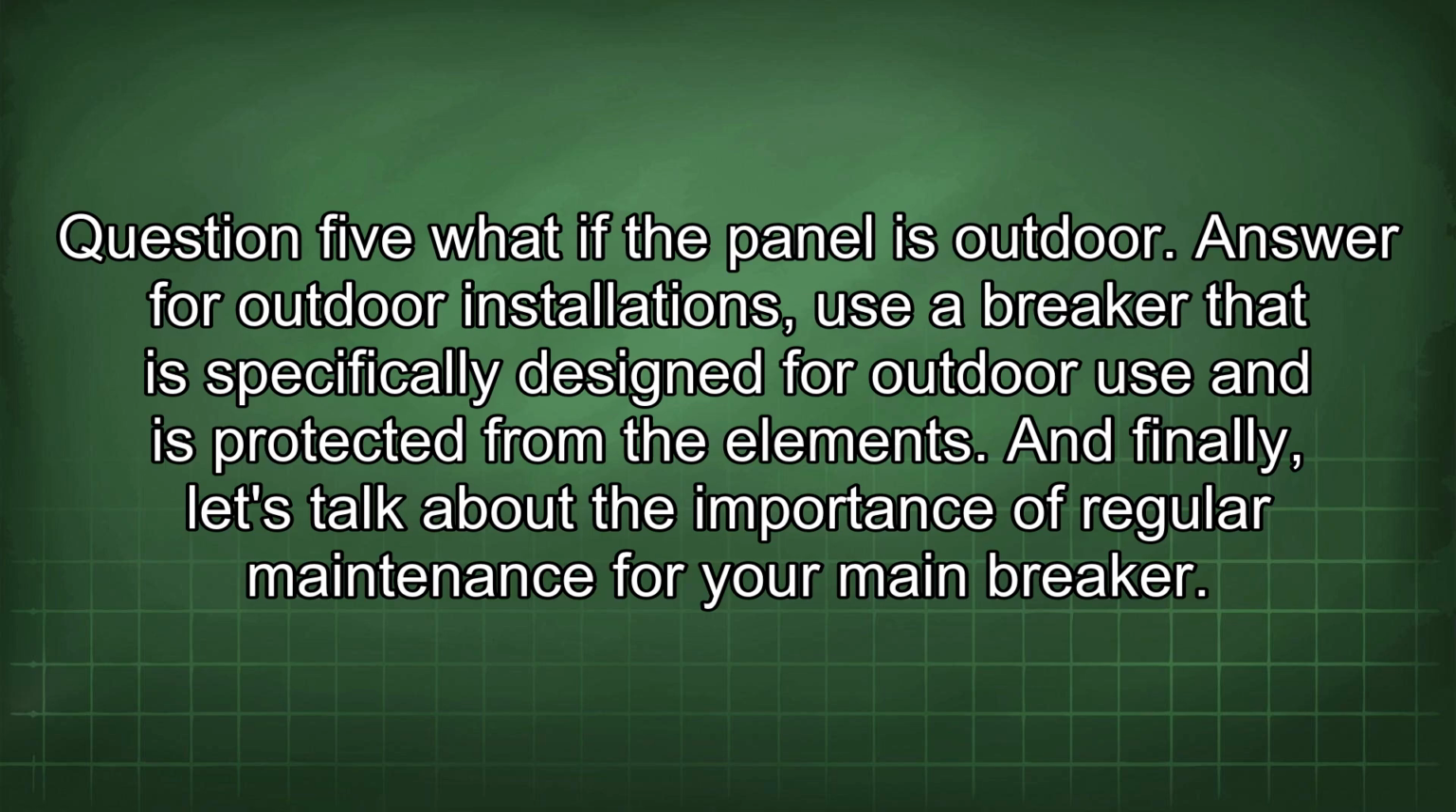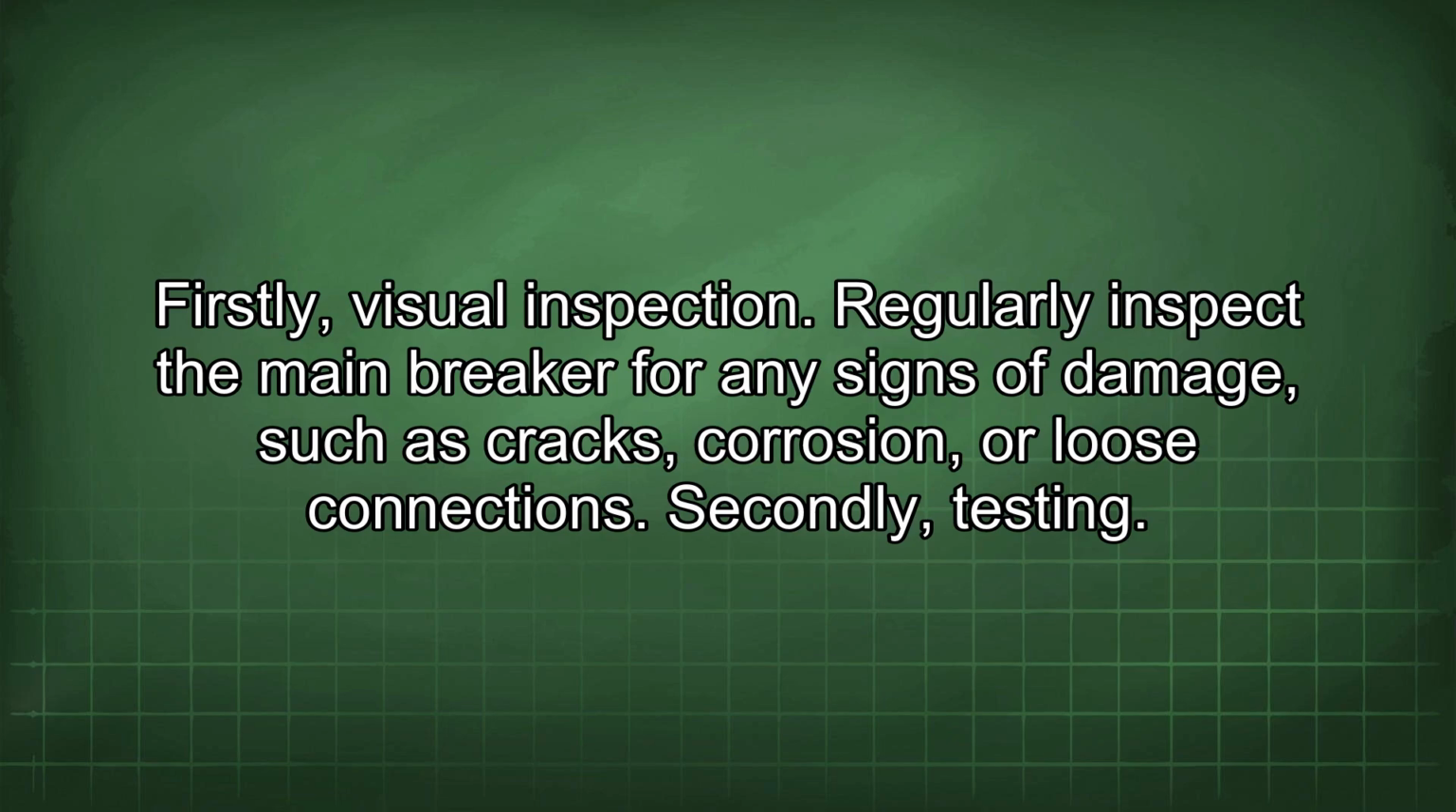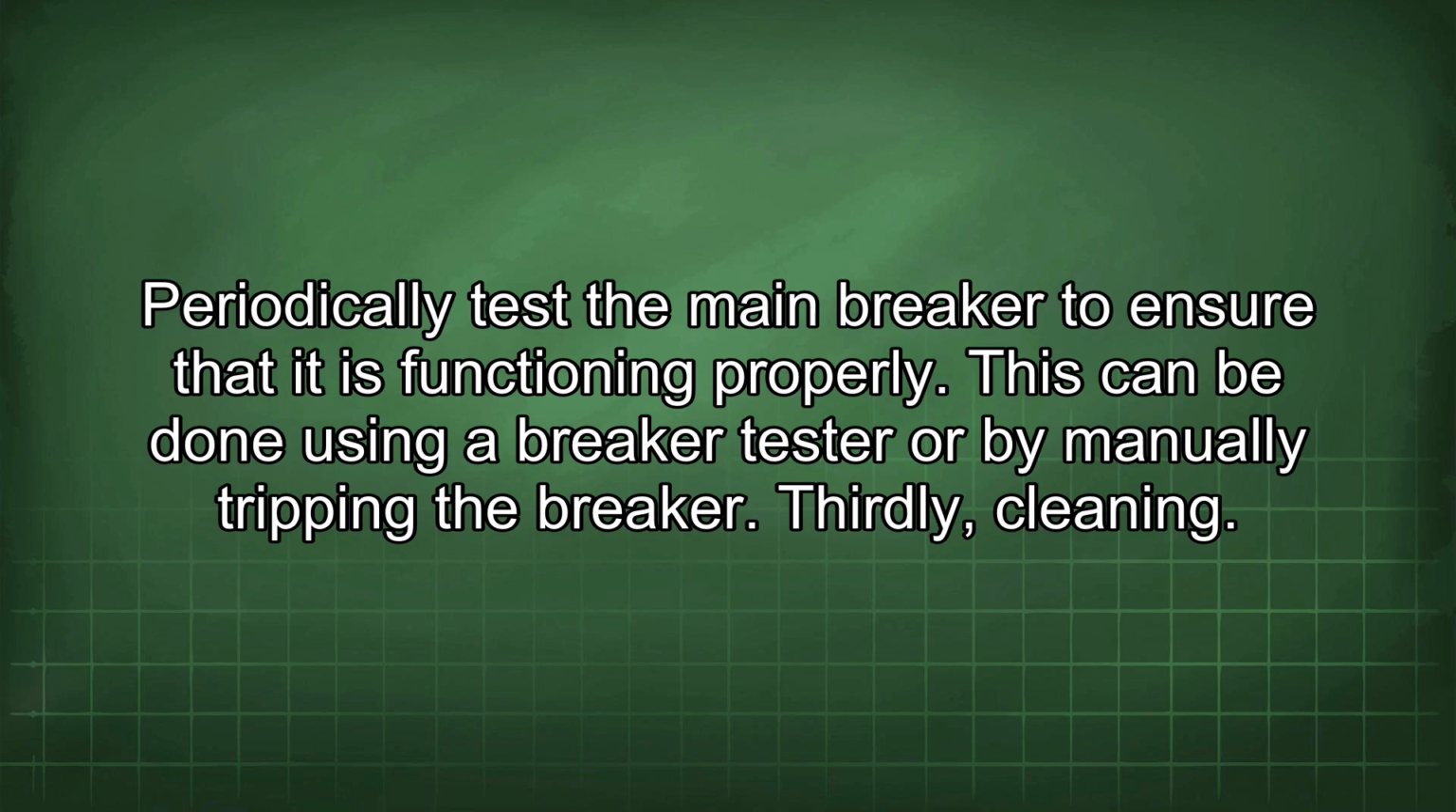And finally, let's talk about the importance of regular maintenance for your main breaker. Firstly, visual inspection. Regularly inspect the main breaker for any signs of damage, such as cracks, corrosion, or loose connections. Secondly, testing. Periodically test the main breaker to ensure that it is functioning properly. This can be done using a breaker tester or by manually tripping the breaker.